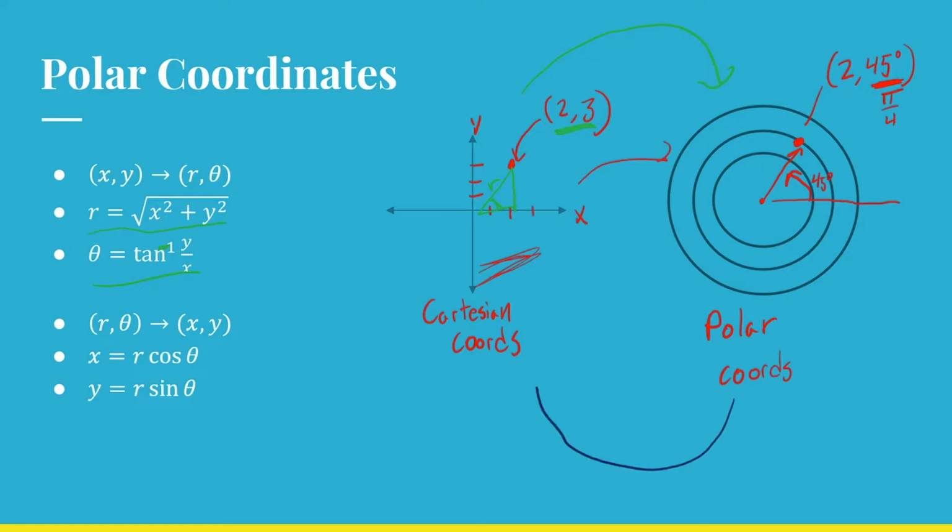And now I'm going to go backwards. So say I know the r, which is 2, and I know the angle, which is 45 degrees. You should recognize these right here. I can find the x position by doing r times the cosine of theta, and I can find the y position by doing r times the sine of theta.